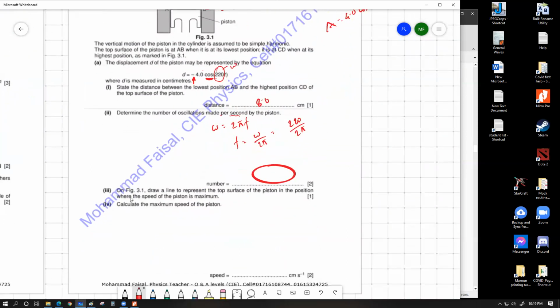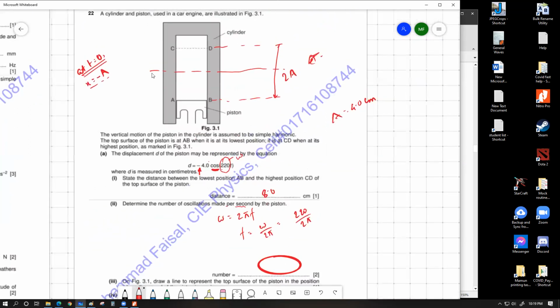Next, it says on figure 3.1, draw a line to represent the top surface of the piston in the position where the speed of the piston is maximum. So basically, they're asking you to draw the equilibrium position. So you just draw this horizontal line at the middle, measure it up. The actual figure might not be 8 centimeter, so you just try to measure it up and find out the midpoint using a ruler. Whatever the given length is, the figure might not be drawn to scale. In many cases, they are not. And draw a horizontal line through the mid level of these two given AB and CD levels.